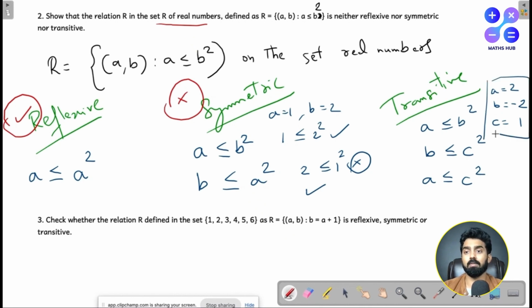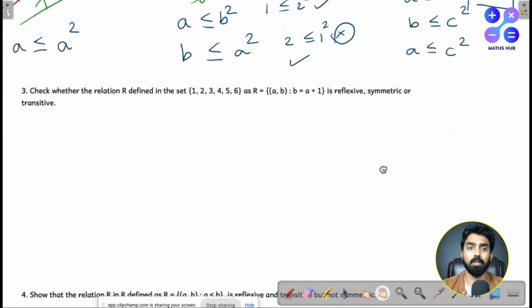But a, which is 2, will not be less than or equal to c squared, which is 1. So this is an exception to this case. So it is not necessarily transitive. It is not transitive because even one exceptional case in the entire set will invalidate the entire relation, right? So it's not transitive. It is reflexive, not symmetric, and not transitive. Let's move to the next question.